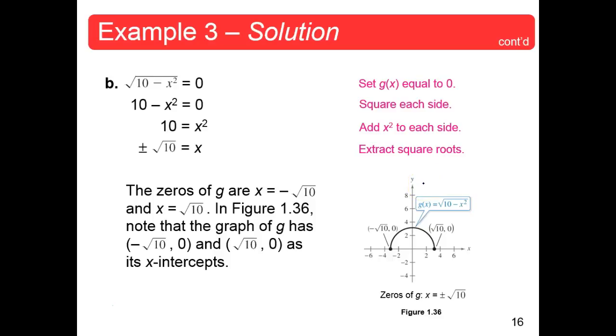What is f of x always? Y. Why not? Okay. So that would be y is equal to the square root of 10 minus x squared, right? And then we square both sides, and what does that give us? Y squared is equal to 10 minus x squared. And then move the x squared over, you get x squared plus y squared is equal to 10.